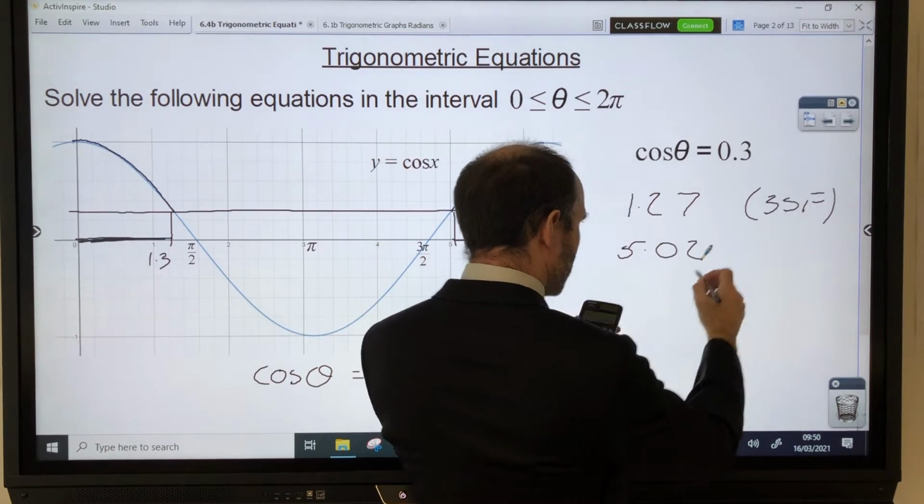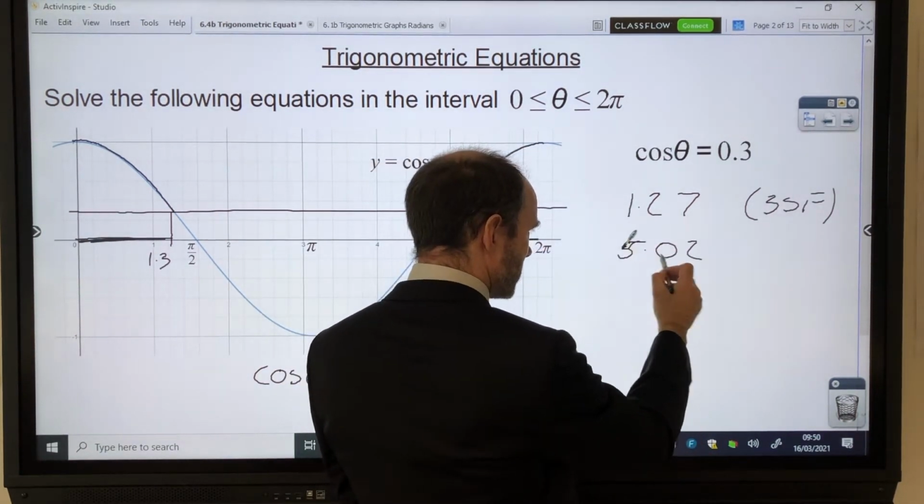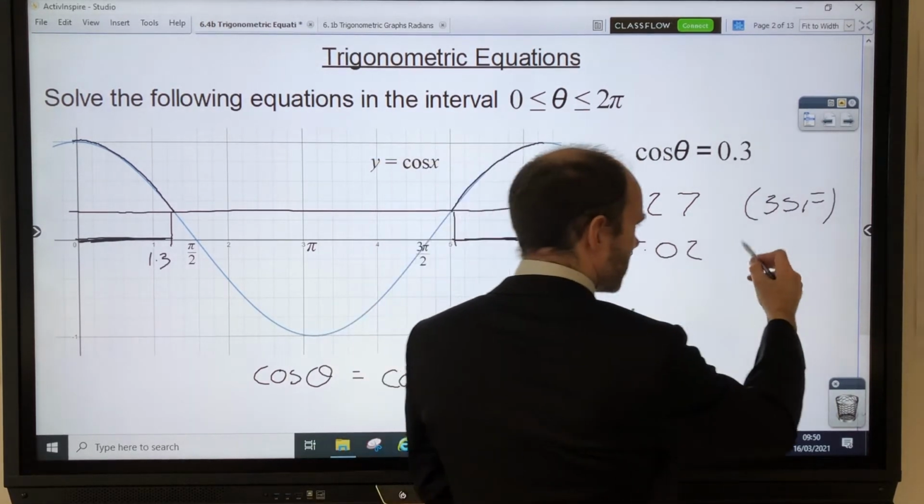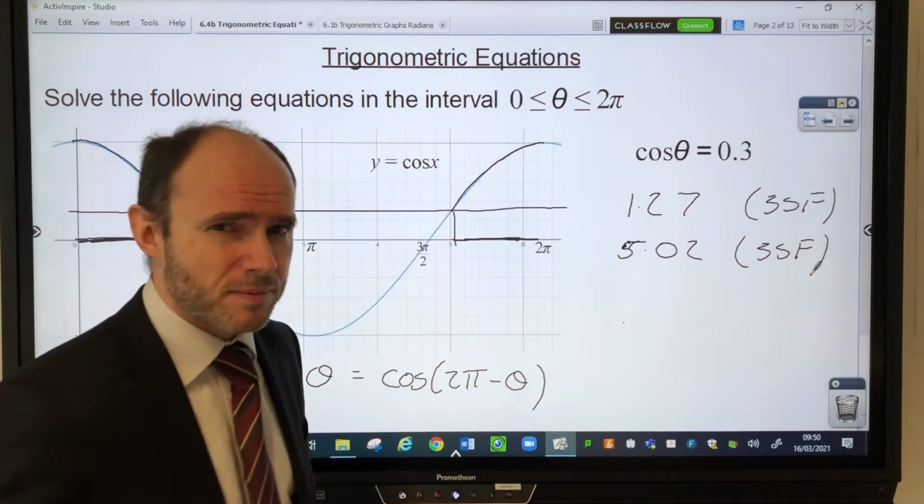5.02. Okay, that is a very dodgy looking 5, excuse me. 5.02. And that's our second answer. Again, 3 significant figures. Okay, right, next question.